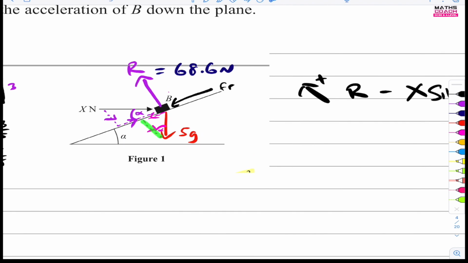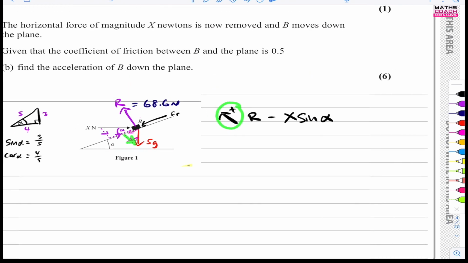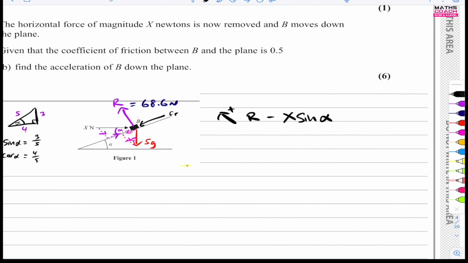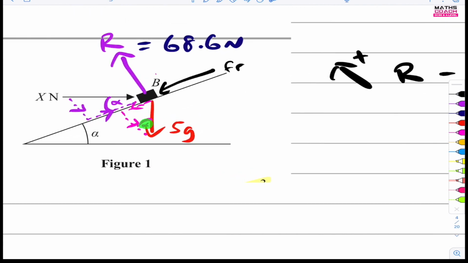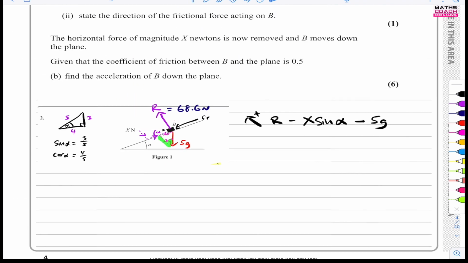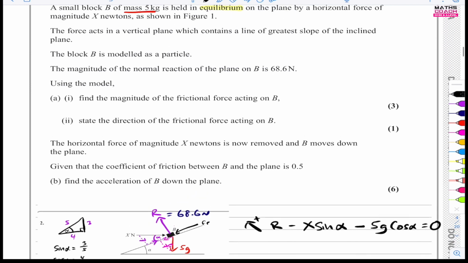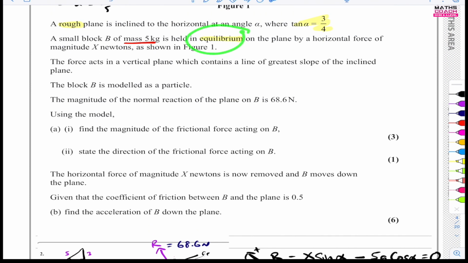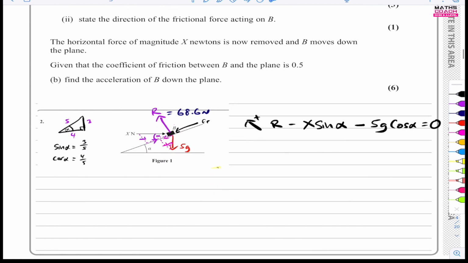We have this one going down again, opposite this. So that's going to be minus again 5g, and this is your angle, and this is adjacent to the angle, so we use cosine. So it's cos alpha, and this is going to be equal to what and why? It's going to be equal to 0 because the question said it's in equilibrium. It's not moving. It's doing nothing, just stationary, sitting there. All right, so that's that done.